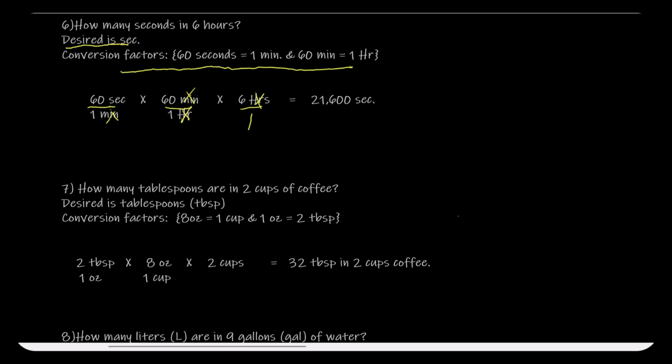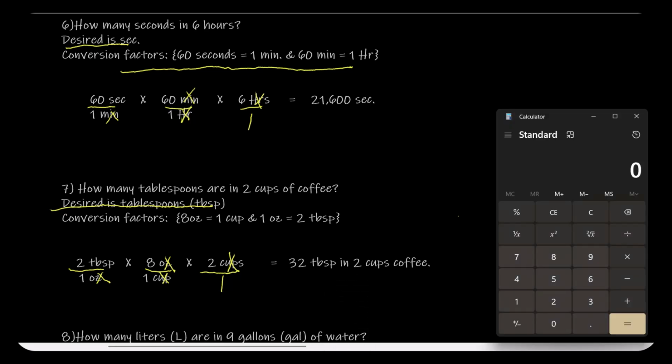Problem number 7. How many tablespoons are in 2 cups of coffee? Desired units are tablespoons. This is a 2-step conversion factor problem, and I've written the problem out beginning with tablespoons over 1 ounce times 8 ounces over 1 cup times 2 cups over the placeholder 1. Our ounces cross-cancel, our cups cross-cancel, and we are left with tablespoons in the numerator position. We now multiply across. 2 times 8 times 2 gives us 32 tablespoons in 2 cups of coffee.